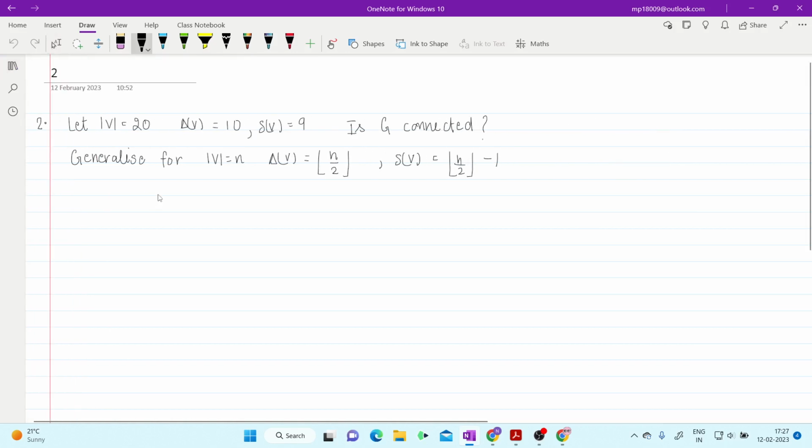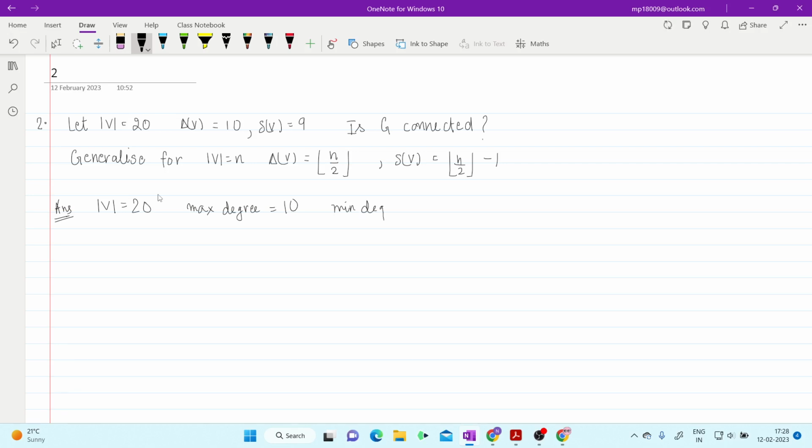Now, question 2 is that we have a graph with 20 vertices. Delta V is 10, that is, maximum degree is 10 and minimum degree is 9. Then we have to see if G is connected.